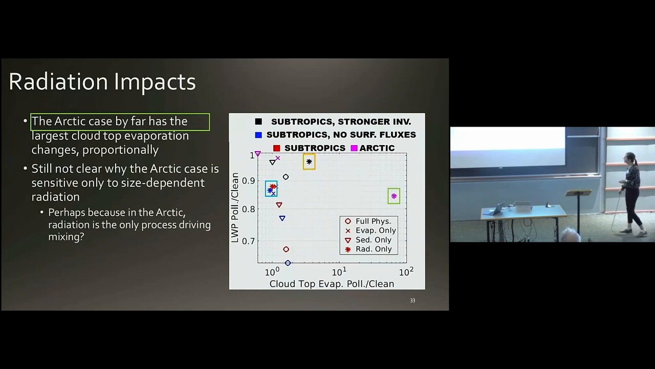And so I would say that I've looked at a lot of different things. I haven't shown everything that I've looked at here today, but it's really still not clear to me why the Arctic case is sensitive only to the size-dependent radiation and not the other processes. One idea that I have is that perhaps in the Arctic case, the radiation is really the only process driving mixing. We don't have surface fluxes, we don't have cloud top entrainment instability. So maybe that just primes it to be sensitive to the radiation.